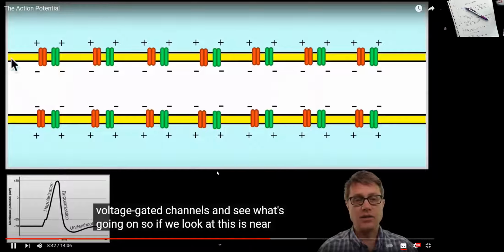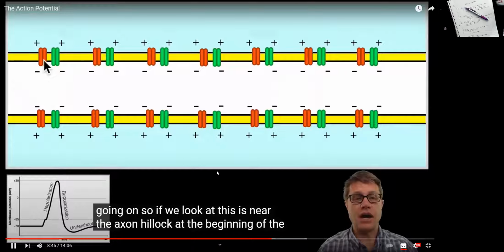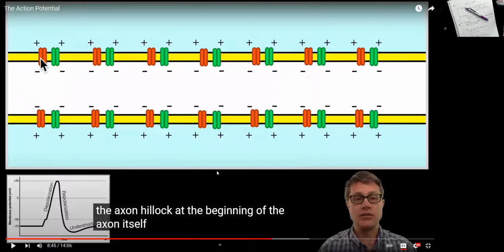If we look at, this is near the axon hillock at the beginning of the axon itself. So this is where, how I was talking about a chain. It's a chain reaction of action potentials, and you can see it works like a wave. This difference in energy or the influx of certain ions will push onto the next section.